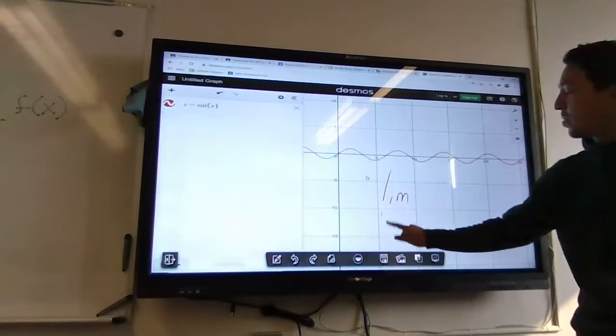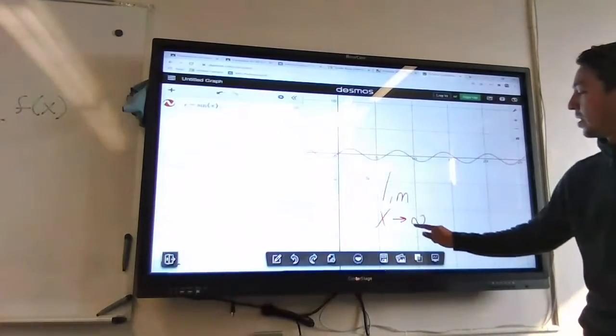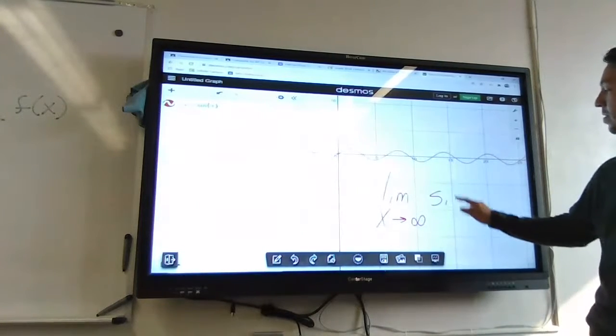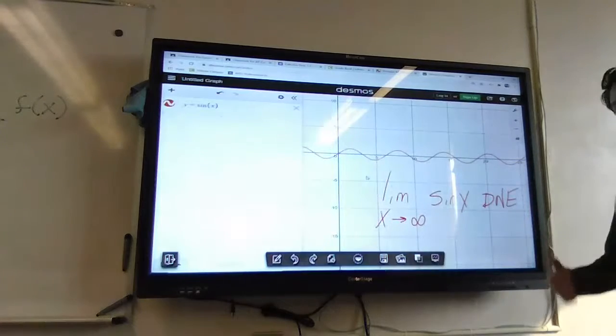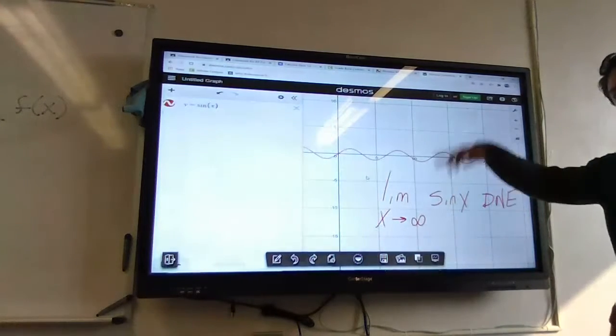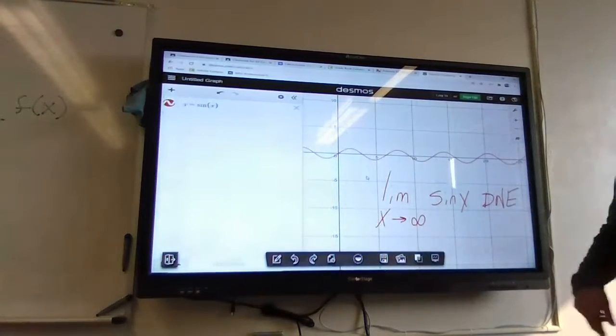For example, as x approaches infinity, what do you think the limit is of the sine graph? It doesn't exist. It doesn't approach a single value. It just goes up and down and up and down forever.